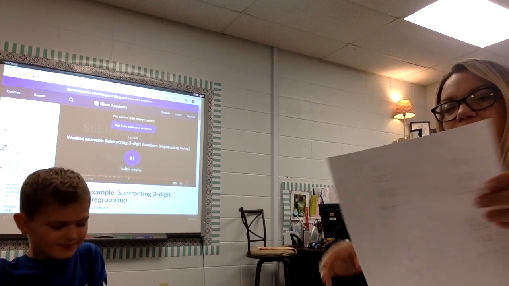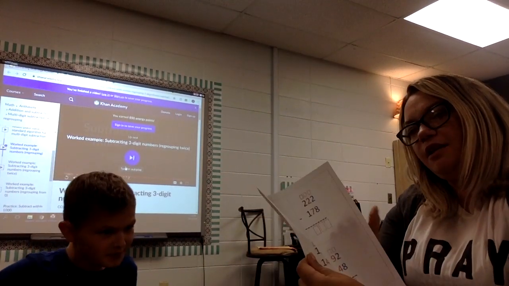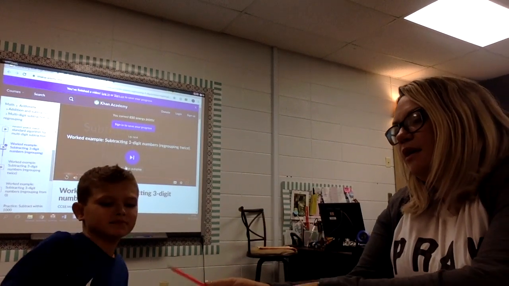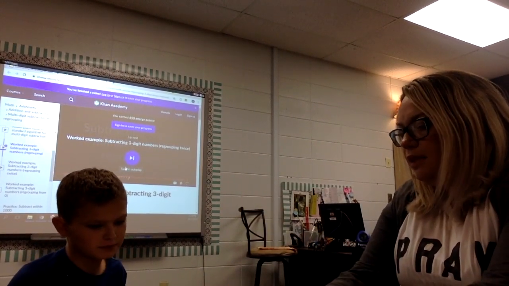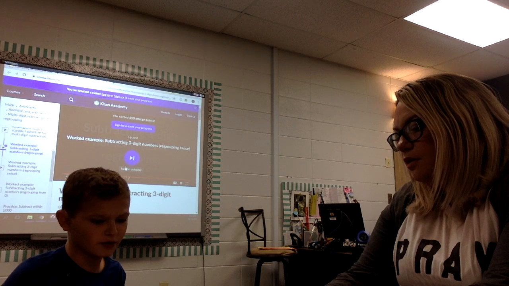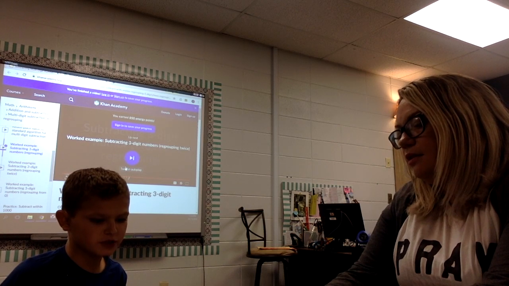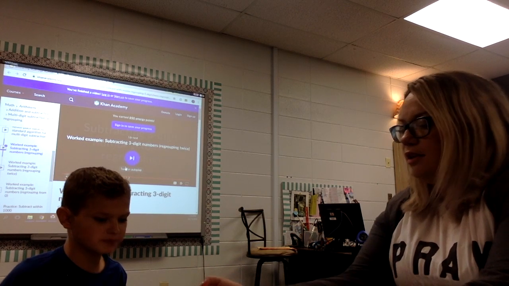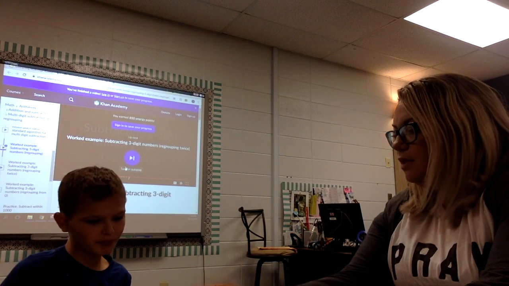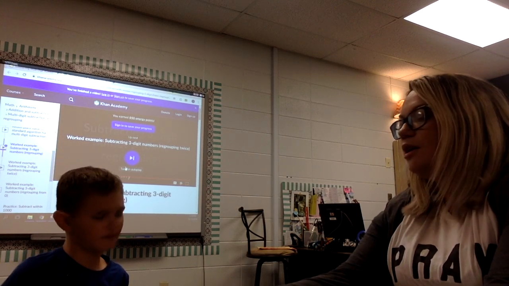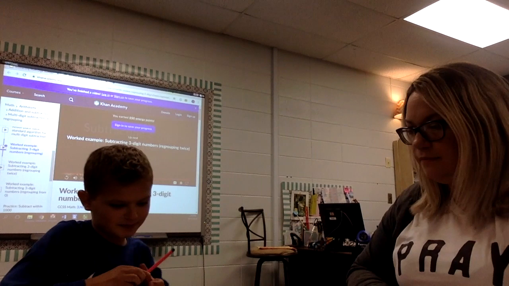All right, so we're going to do a couple practice problems first. So we have these, and they look just like that one did over there, and they're color coded. So what place are these numbers? The ones, tens, hundreds. Good. And so all the boxes line up so that we can keep all of our math organized. So let's see if we can solve this one.